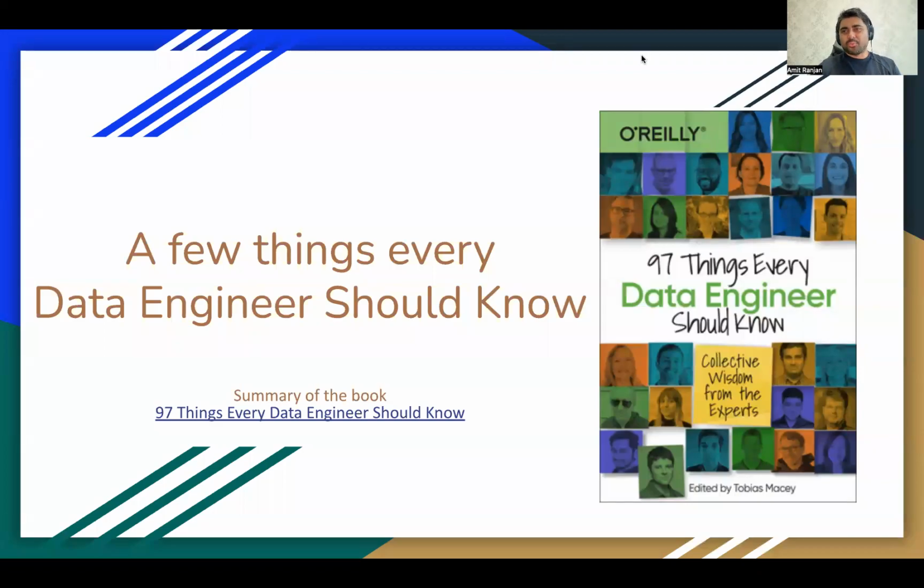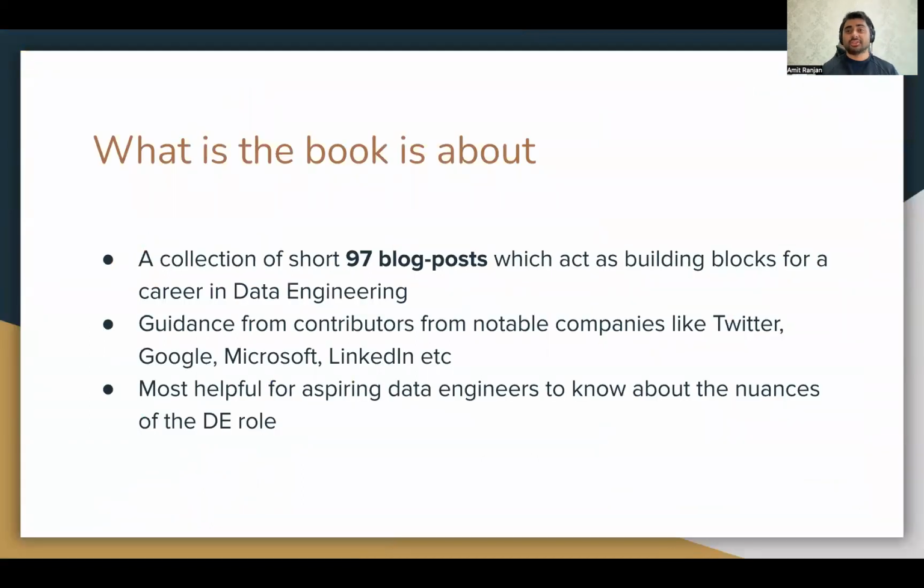Hi, welcome to this video on a few things that every data engineer should know. It is a summary of the book 97 Things Every Data Engineer Should Know, which is a collection of 97 articles or blog posts, which act as a building block for a career in data engineering. It has got articles from experts coming from Twitter, Google, Microsoft, LinkedIn, and so on.